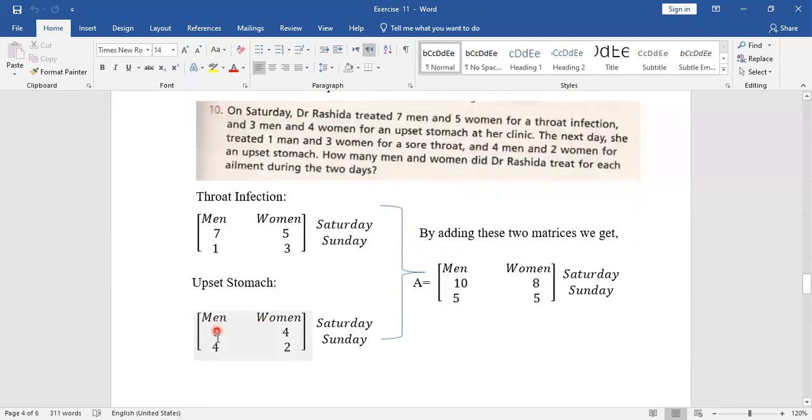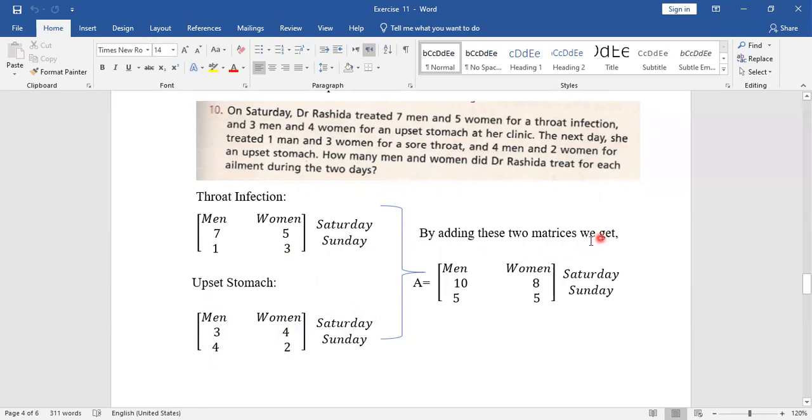How many men are there on Saturday? How many women on Saturday? On Sunday, how many men and how many women? You will get the data from the question. Read the question carefully. Here, how many men and women did Dr. Rashida treat for each ailment during the 2 days? These 2 days, total number of people we have to identify. We have to find it out.